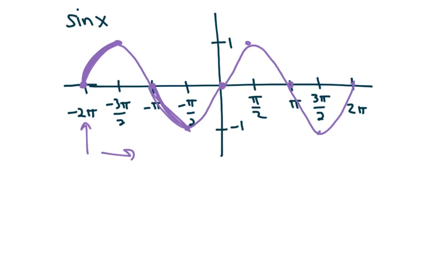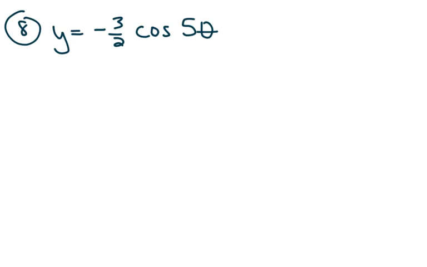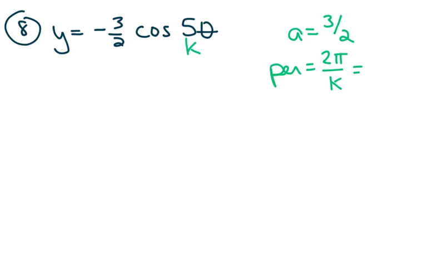So a good way to look at it is that if you start at an even pi and you go from left to right, it'll go up first. And if you start at an odd pi from left to right, it would go down first. For number 8, y is equal to negative 3/2 cosine of 5 theta. We want to first state the amplitude. Remember, the amplitude is always positive, so it's positive 3/2. Now we want to do the period. To find the period, we use 2 pi over k. In this case, k is 5, so the period is 2 pi over 5.